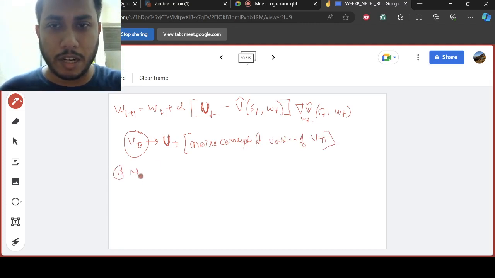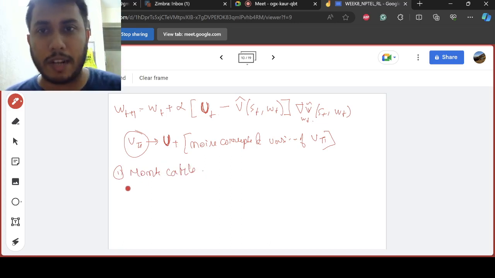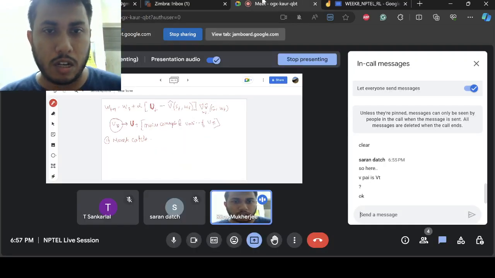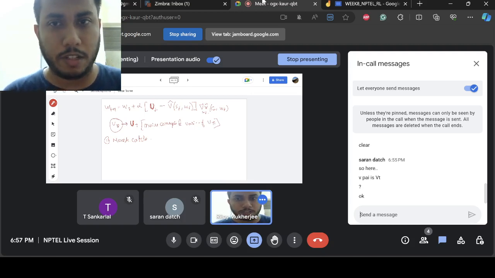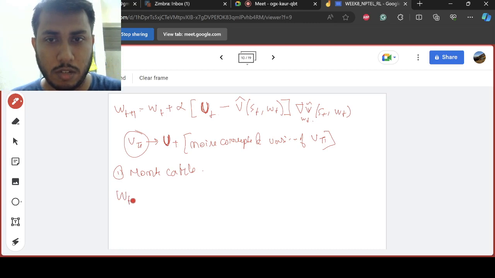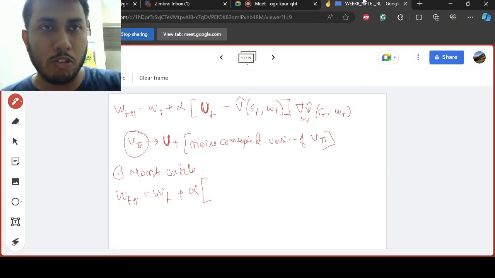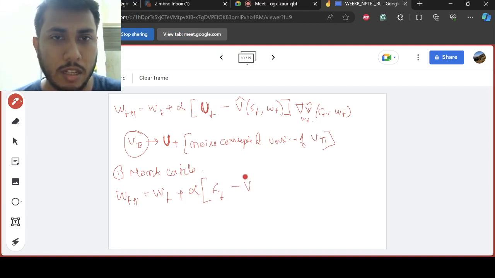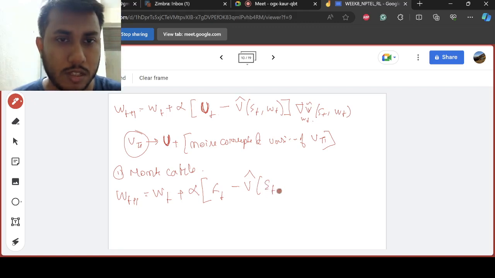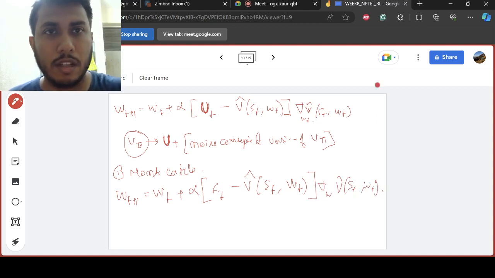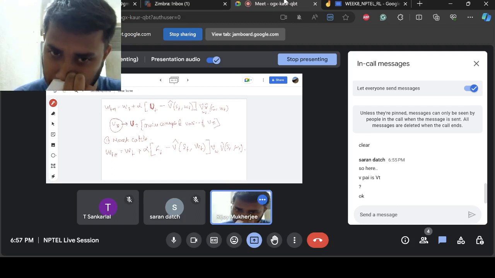Now let's come to the first one, Monte Carlo. What will happen in Monte Carlo weight update? Suppose you are trying to approximate the Monte Carlo value function. What will be the typical weight update in that case? wt plus 1 is equal to wt plus alpha times (what in Monte Carlo?). It will basically be your return, gt, the return at timestep t, minus v hat (st, wt), times the gradient of v hat (st, wt). In Monte Carlo, this will be your ut.